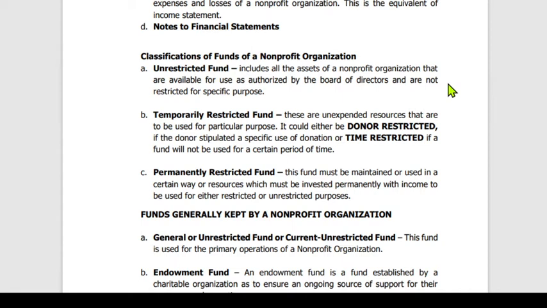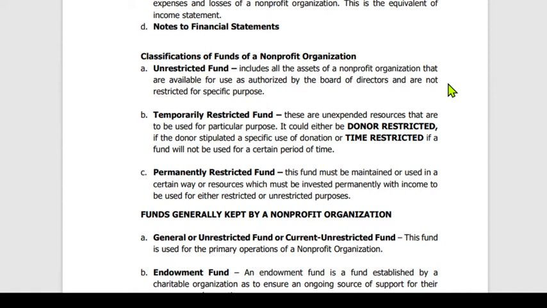While kapag restricted fund, it is separated into two. Kapag restricted fund, merong restriction yan, of course, as the term implies. But how can you classify whether it is temporarily restricted and permanently restricted? So this will guide us. These are unexpended resources that are to be used for a particular purpose. It could either be donor restricted if the donor stipulated a specific use of donation, or time restricted if a fund will not be used for a certain period of time.